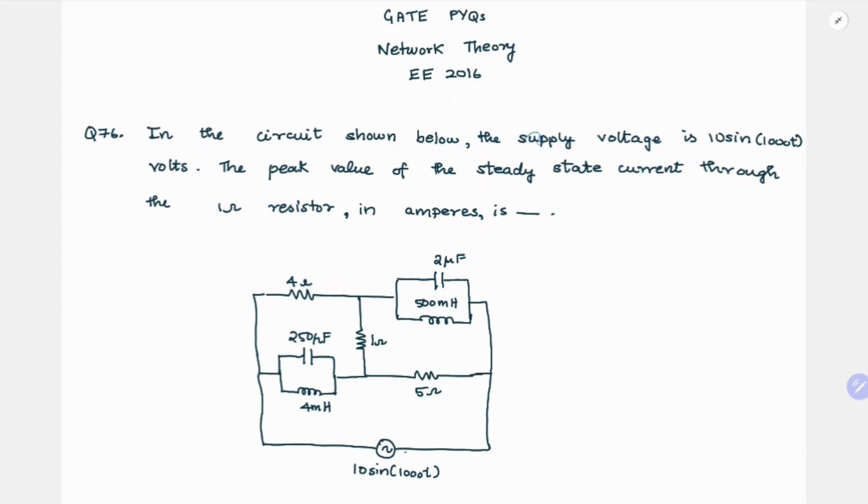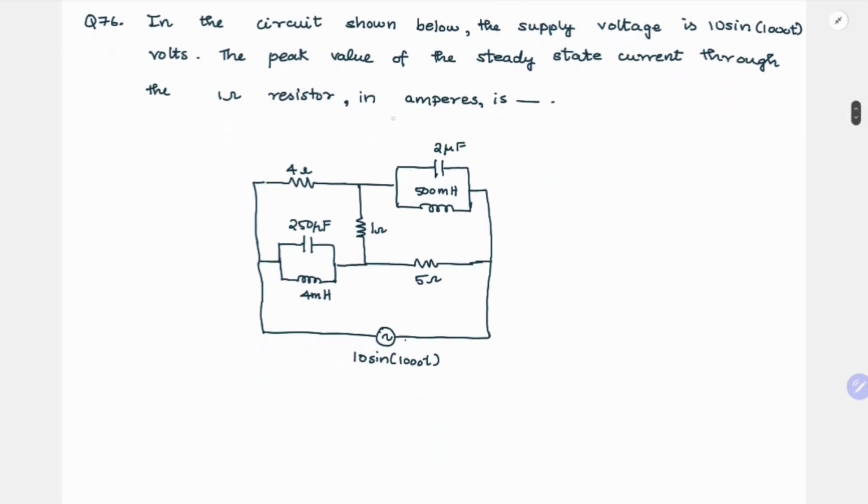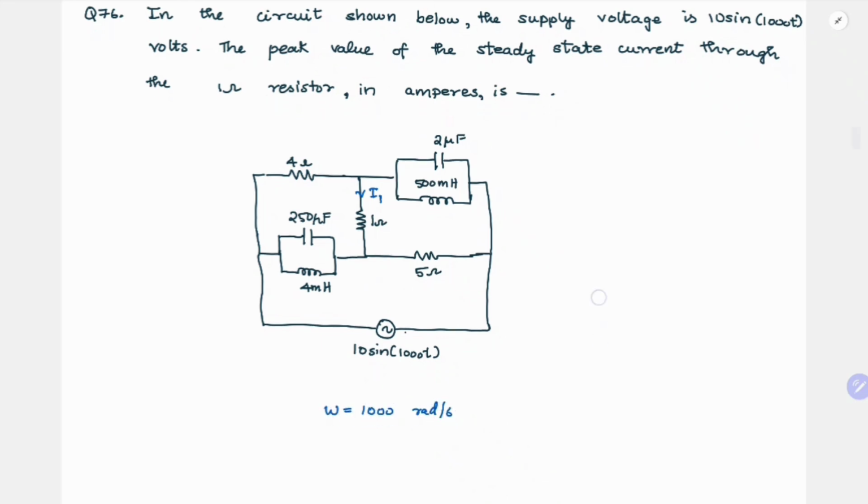In the circuit shown below, the supply voltage is 10 sine 1000 t volts. The peak value of the steady state current through the 1 ohm resistor in amperes is dash. So they are asking the peak value of current here, whatever it is. Let's call it I1. And the input voltage source is 10 sine 1000 t, so your omega is equal to 1000 radians per second.